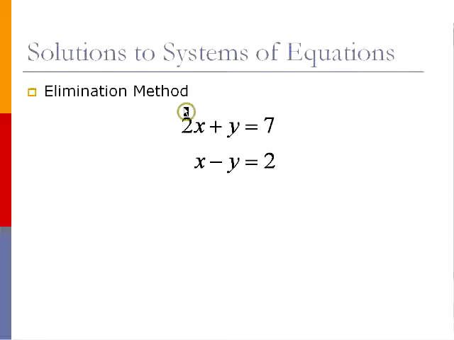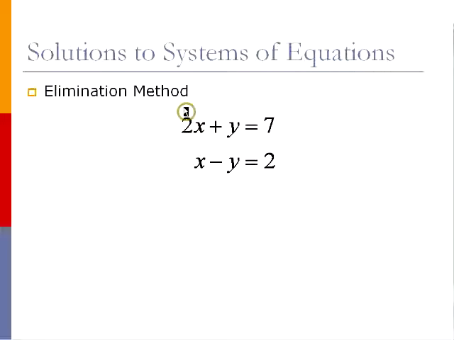Notice, first of all, that these two equations are written in standard form, where we have the x term followed by the y term equals a constant. One of our first steps in doing this is to write both equations in this form, where the x's are lined up, the y's are lined up, the equal signs are lined up, and the constant terms are lined up.